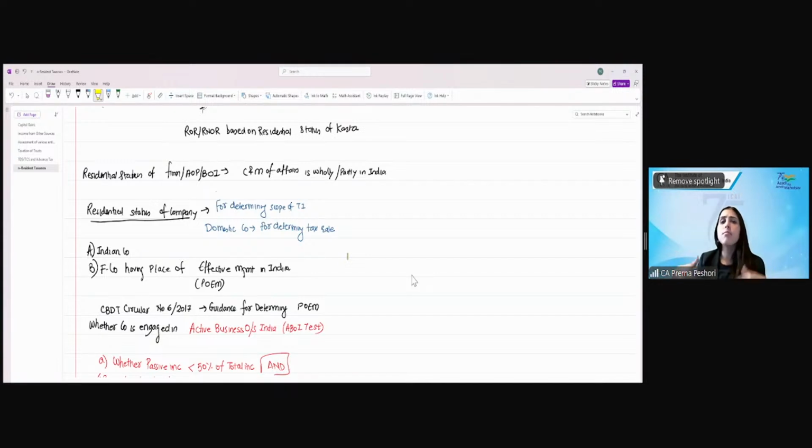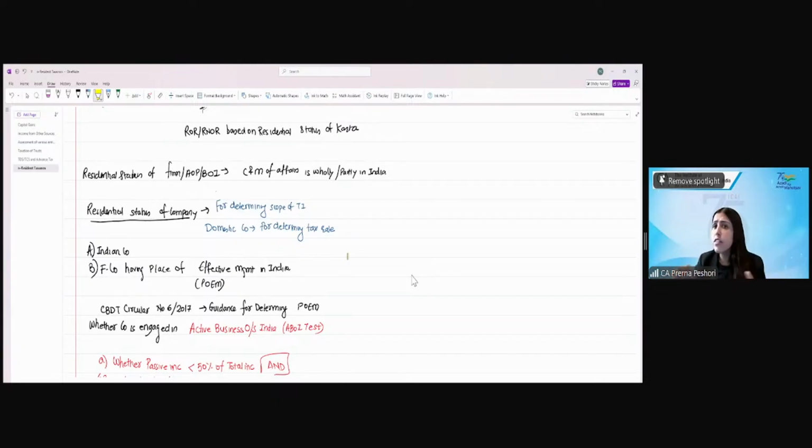So active business means what? Whatever I'm doing routinely is the ordinary course of my business. Like I'm into manufacturing, I'm into trading, I'm into retail sales. That is the active business. I'm a chartered accountant. My active business is providing the legal and tax services, providing the auditing services. That's the active business of mine, isn't it? Now you need to determine if my active business is outside India.